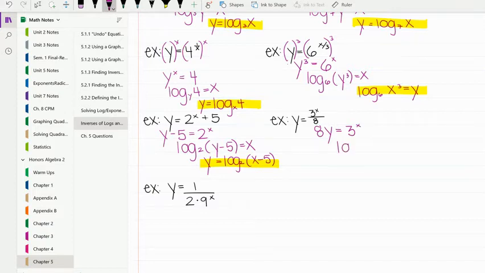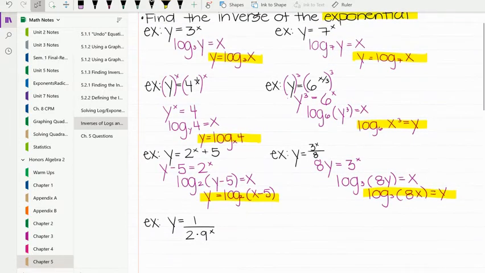So then we can write it in log form. Log base 3 of 8y equals x. So we just solved it for x, so then we can switch. So it'll be log base 3 of 8x equals y. And that would be our final answer.